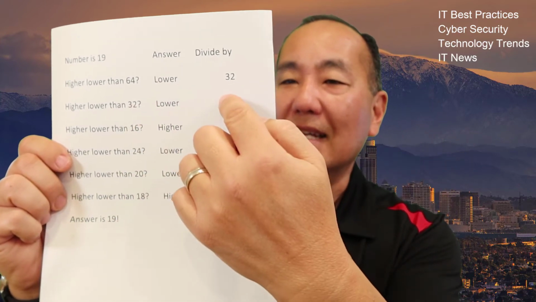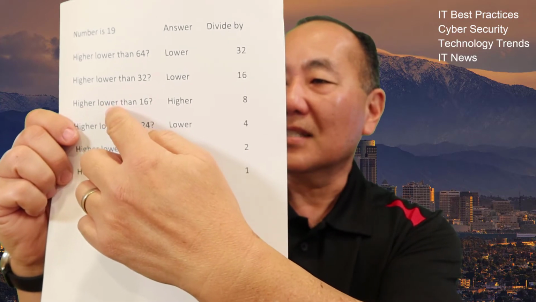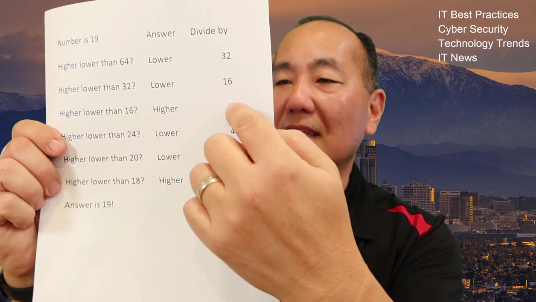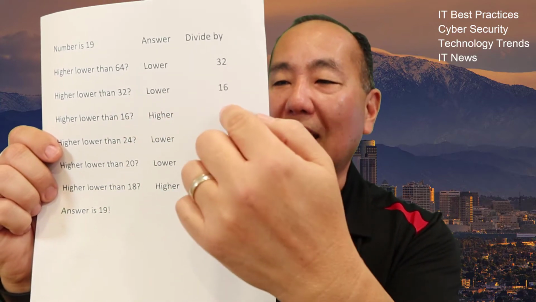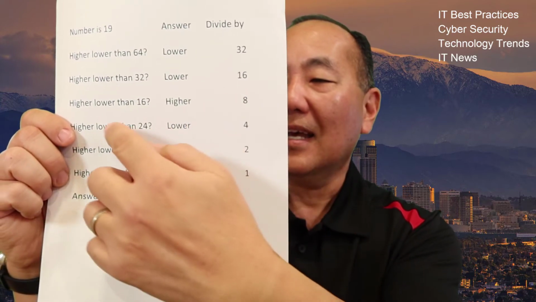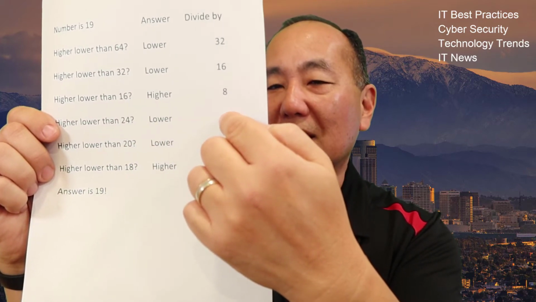So then I take that in half, and so my next cutoff is 16. So then the next question is, is it higher or lower than 16? The answer is it's higher. So then half of 16 is 8. I add 16 to 8. Higher or lower than 24? The answer is lower. Then I take 4.